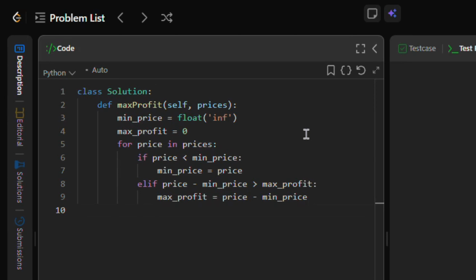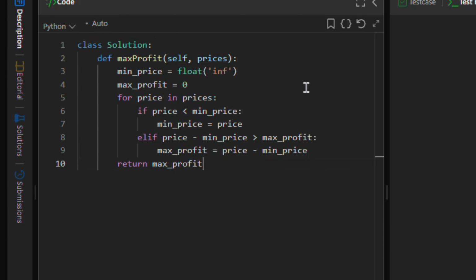Finally, we return the highest profit we found after scanning all prices. If the prices kept going down, max profit remains 0, meaning no profitable trade was possible. And that's how this algorithm works. It first sets up trackers for the minimum price and best profit, then scans through prices once to update them whenever a better buy or sell moment appears. Efficient, simple, and elegant.